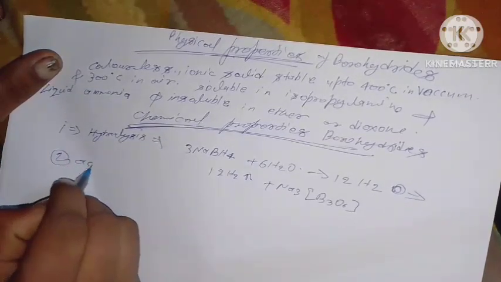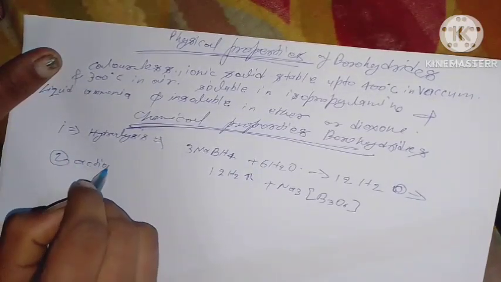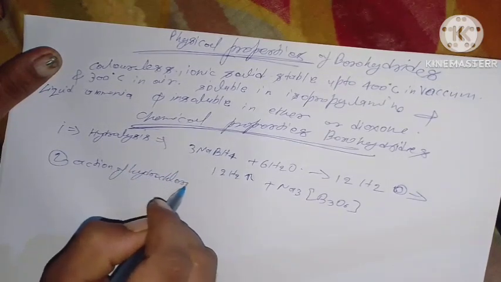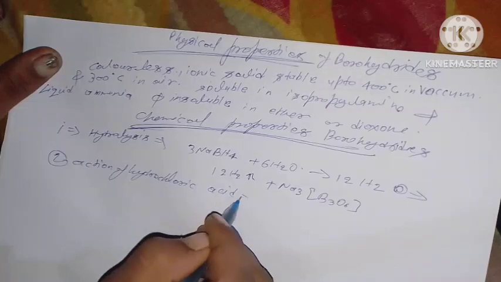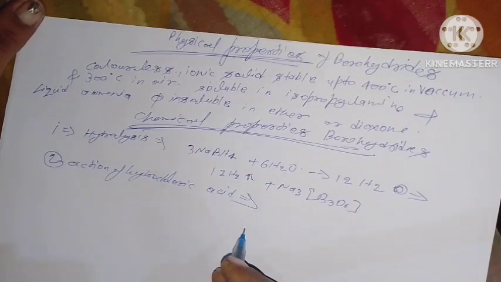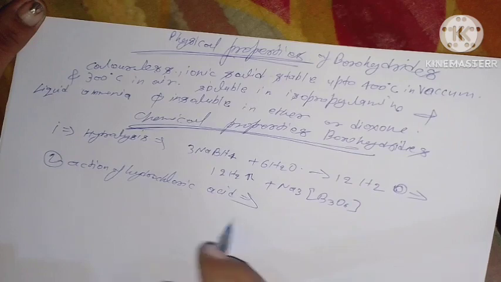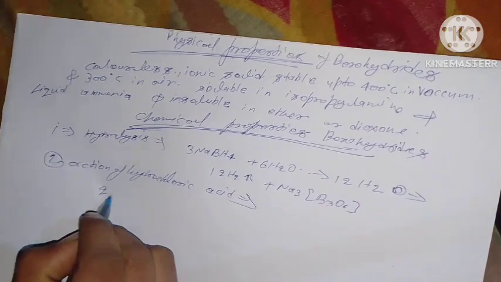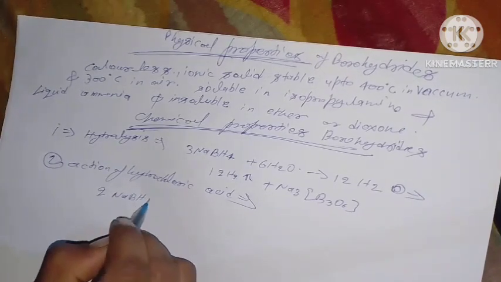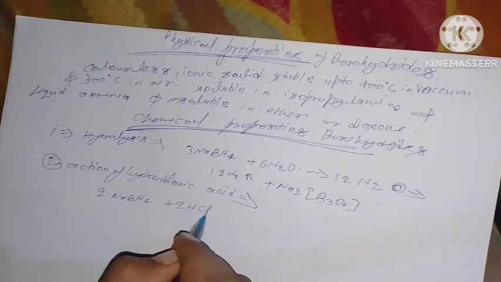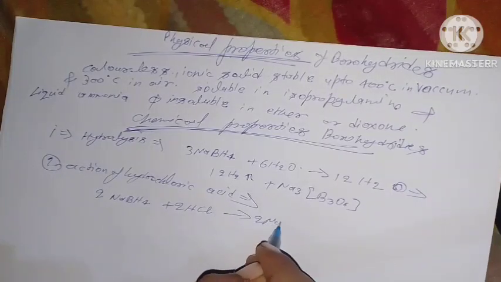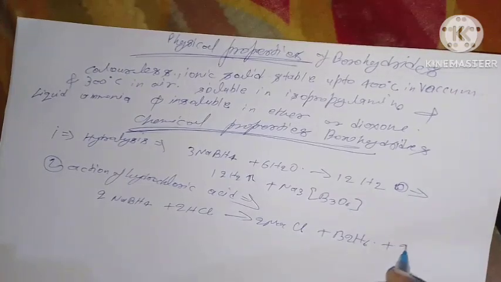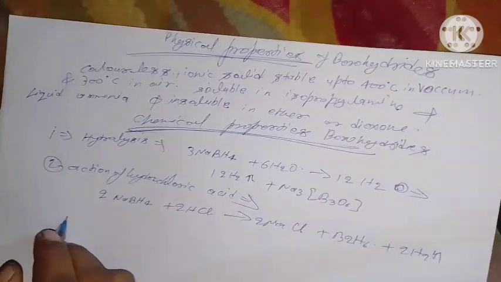Second point, action of hydrochloric acid. Diborane is formed by the action of hydrochloric acid, okay? 2NaBH4 plus 2HCl, that makes 2NaCl plus diborane B2H6 plus 2H2 hydrogen gas, okay?